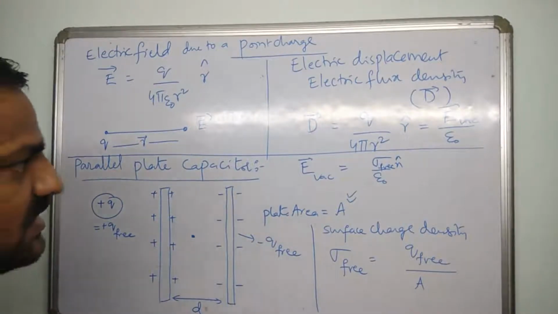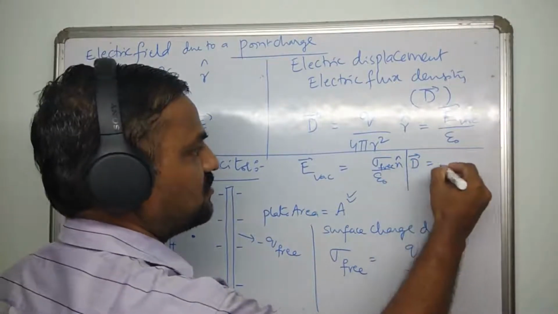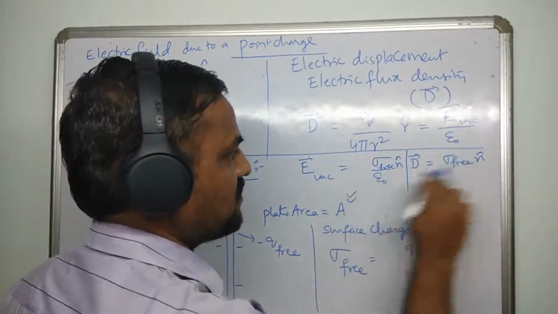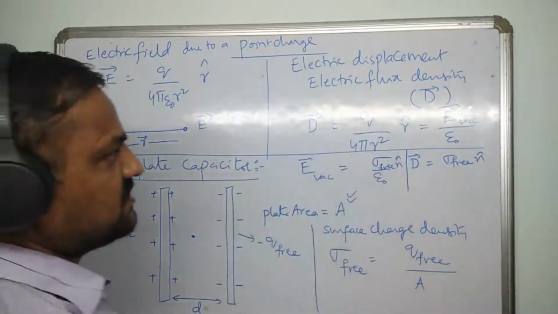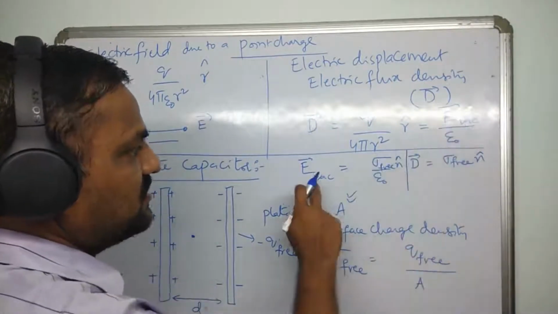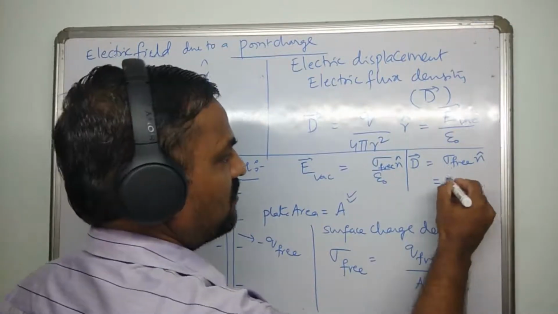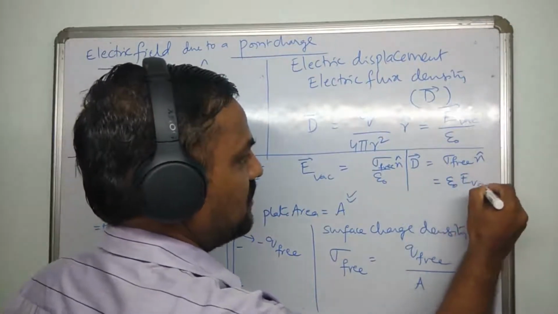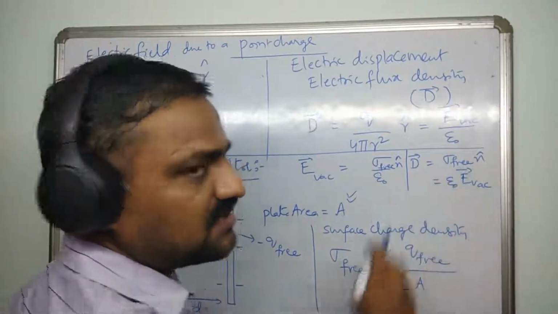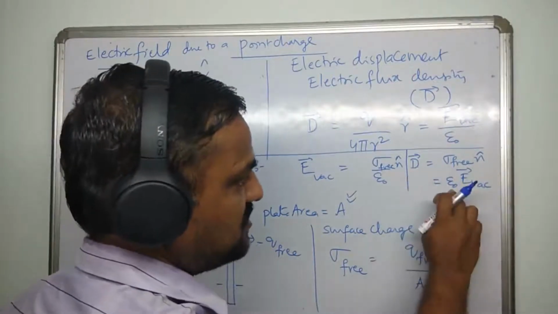Also we can define the D in this case as D is equal to sigma free, that's all, into n cap. There is no epsilon naught. So in both cases, D and E are related through this epsilon naught. Directly you can write this as epsilon naught E vacuum. And remember, this holds only for vacuum. If you are using a medium, then this relation doesn't hold. So D equal to epsilon naught E vacuum.